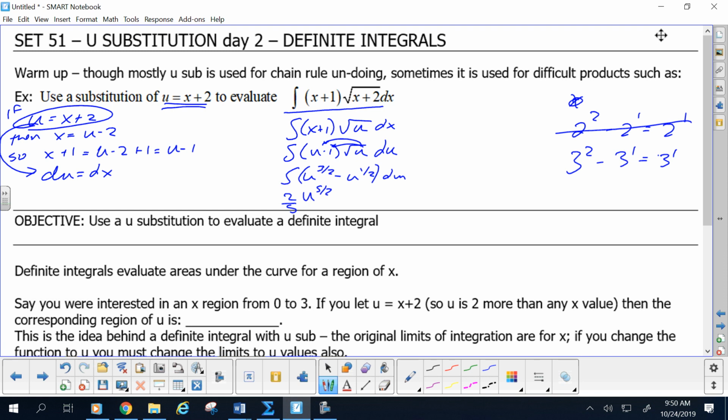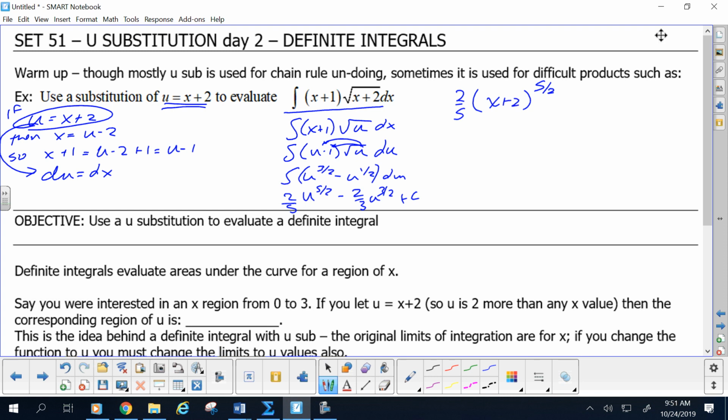Okay. So 2/5 u to the 5 halves minus 2/3 u to the 3 halves plus c, yeah? And am I done? Circle it? Then you gotta plug back in for u. 2/5, and in place of u goes back x plus 2, and in place of the next u is x plus 2 to the 3 halves, and it's plus c, and I'm done. Are we cool?